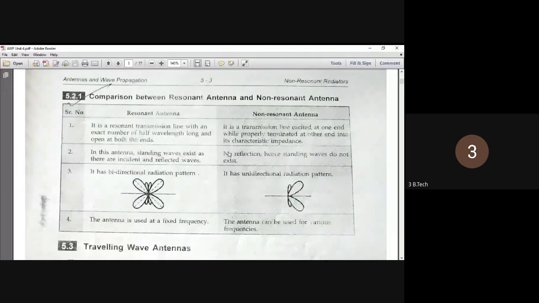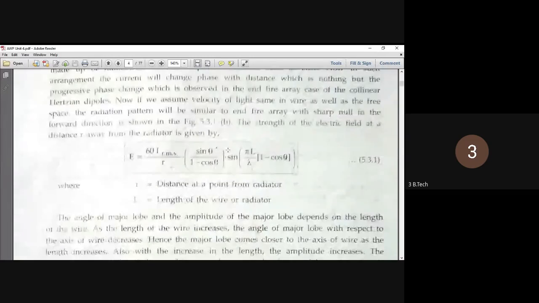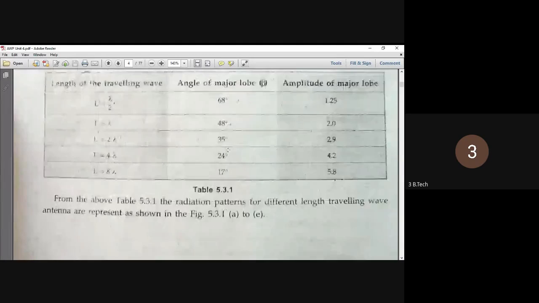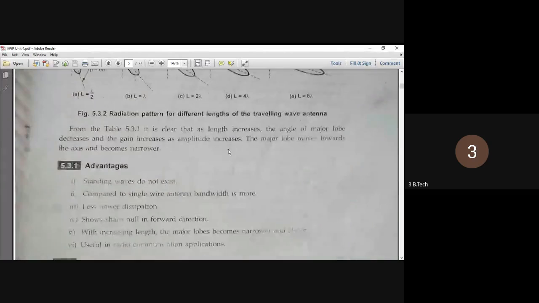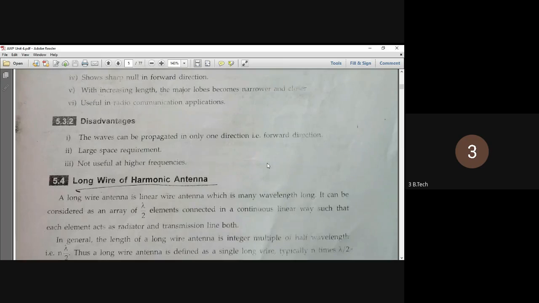So traveling wave antennas, I already discussed the same diagram, right? And I already told you the design equations also. Similarly, advantages: standing waves do not exist. Compared to single wire antenna, bandwidth is more, less power dissipation, sharp null in forward direction. With increasing length, the major lobe becomes narrow and closer, useful in radio communication applications. When we come to the disadvantages, the waves can be propagated only in one direction, forward direction. Large space requirement, not useful at higher frequencies.